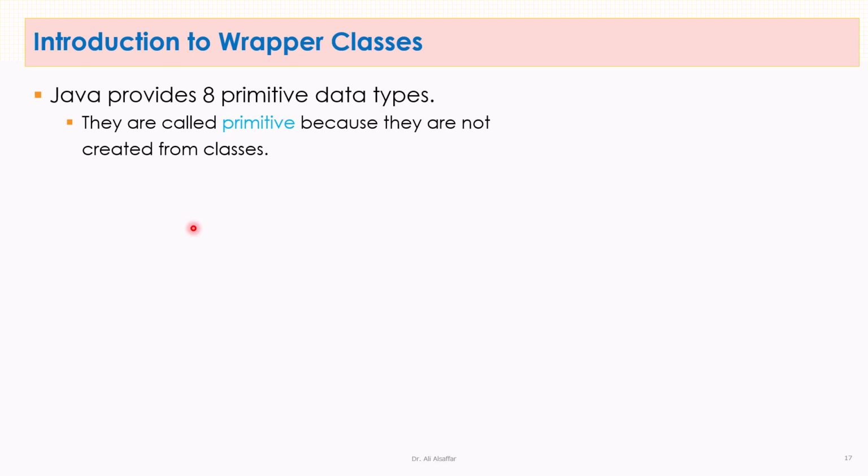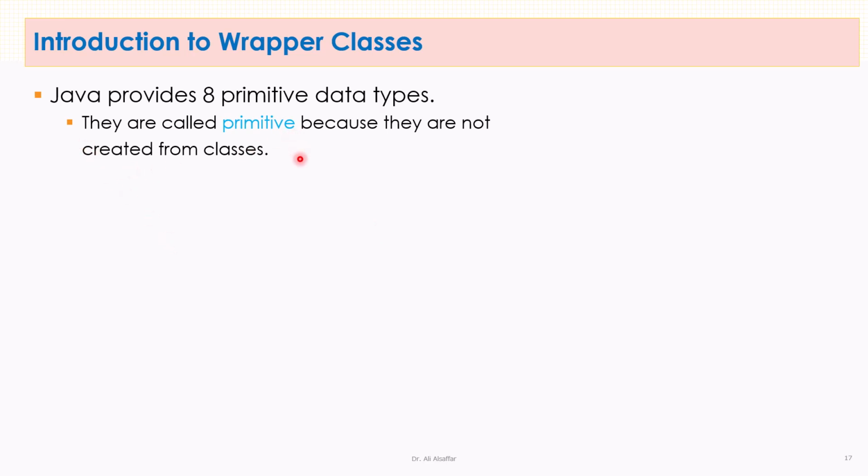So now, if you read the number from a file, and this file is a text file, you are reading the number as a text, as a string. So how to convert this number into an integer, for example, or into a double? To know how to convert any string to a numeric data type, we need to understand the wrapper classes that are available in Java for each primitive data type.